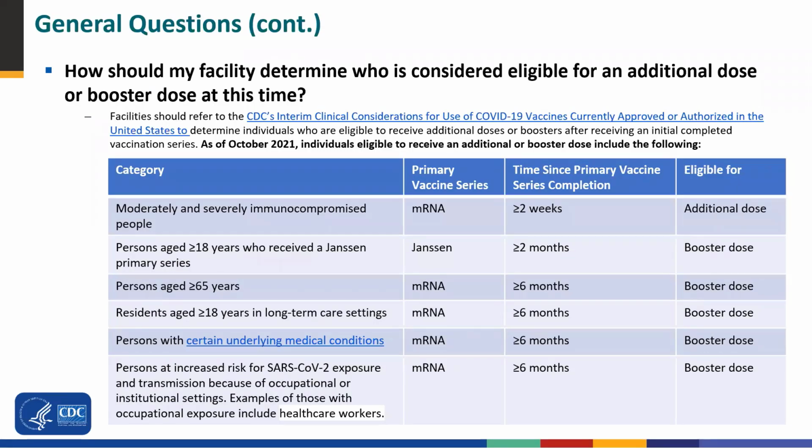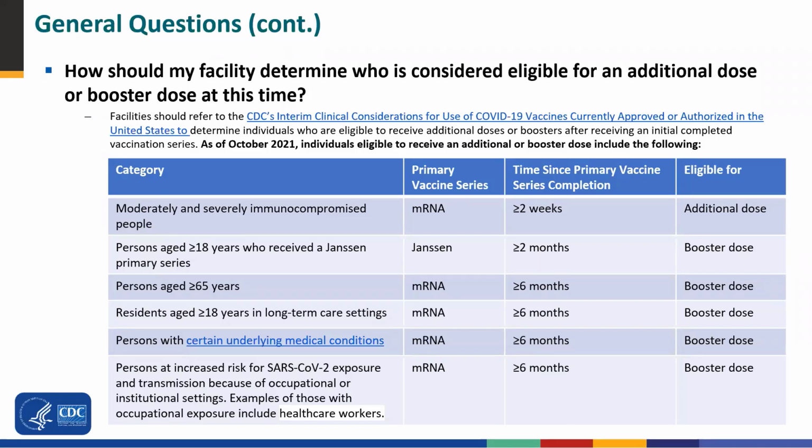This slide covers who is considered eligible for an additional dose or booster of the COVID-19 vaccine, according to the latest CDC guidelines released this month. Facilities should refer to the CDC guidance to determine individuals eligible to receive additional doses or boosters after receiving an initial completed vaccination series. Those eligible to receive an additional dose or booster vary by factors including vaccine type, age, location of residence, underlying conditions, and occupation.